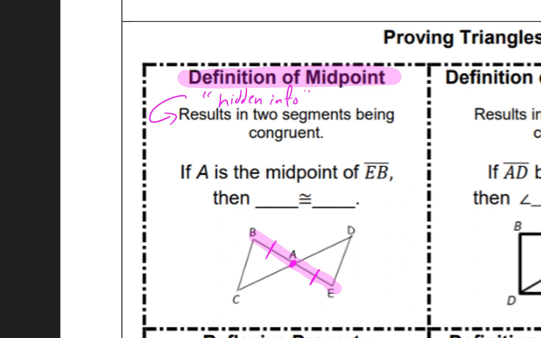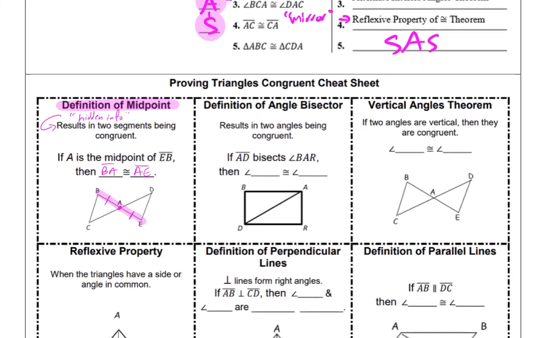Okay? All right. So if that's the case, then what is congruent with what? We would say BA is congruent with AE, right? Segment BA is congruent with AE. All right? Next, let's think about this one right over here.